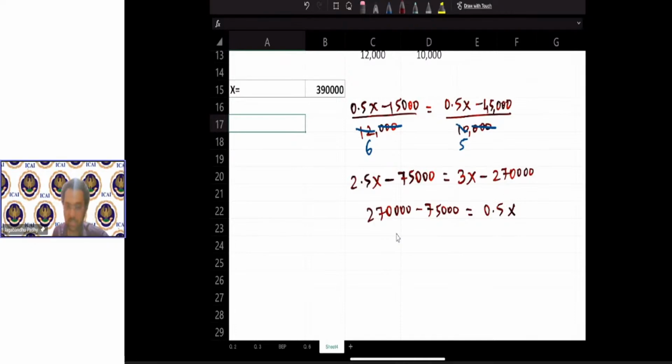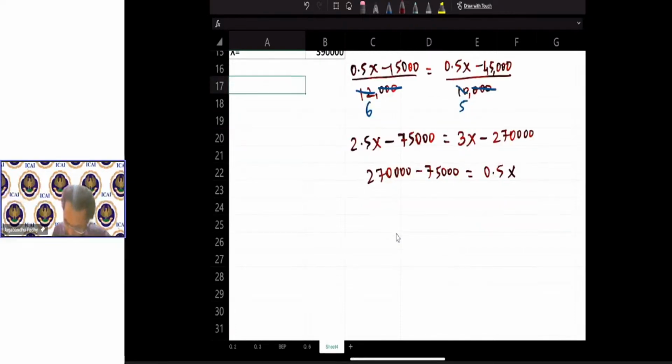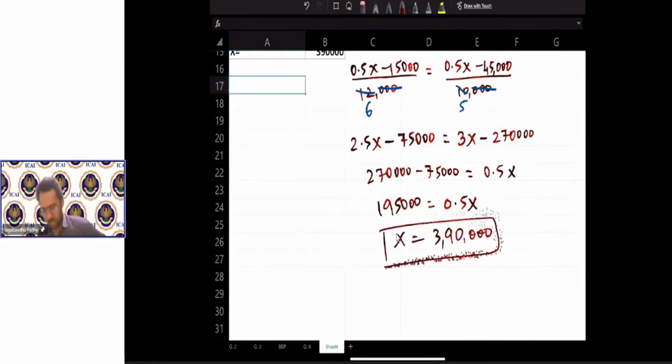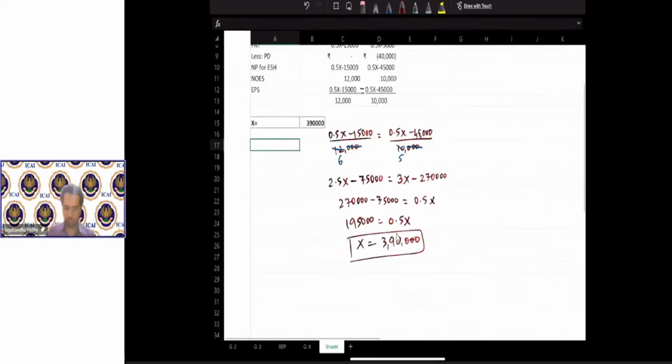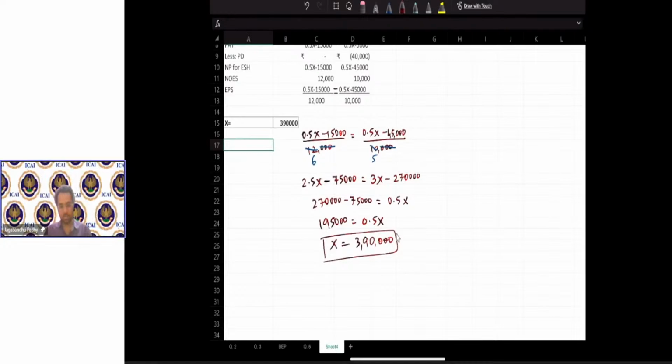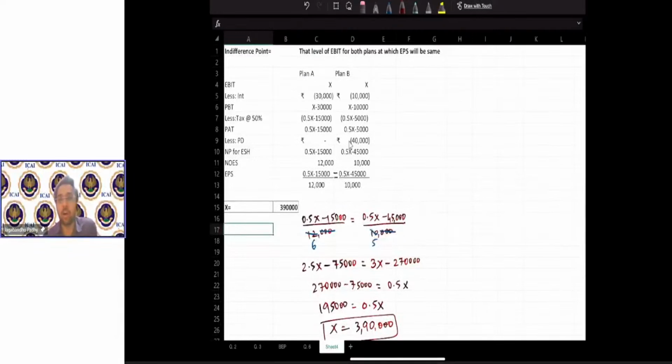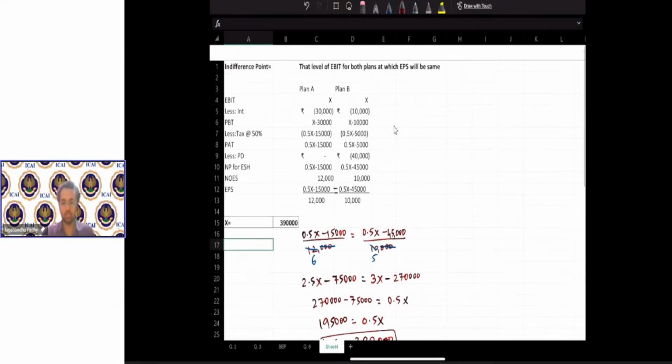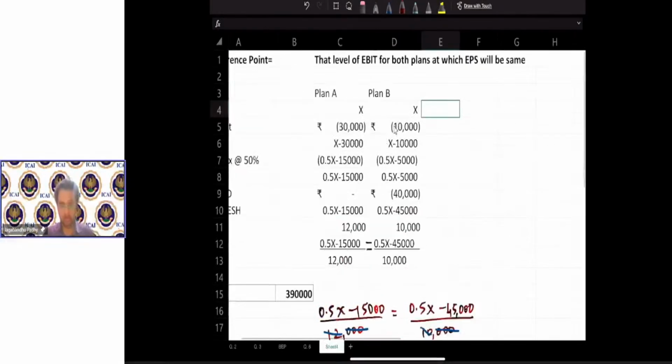So 2,70,000 minus 75,000 is 1,95,000, which is equal to 0.5x, and x will be 3,90,000. So we get the x value as 3,90,000. Essentially, we're saying that if our level of EBIT is 3,90,000, then both the plans are going to provide us the same level of EPS, right? Let's just try to test it out. Let's work it out with 3,90,000.